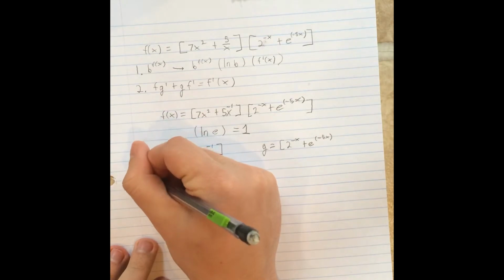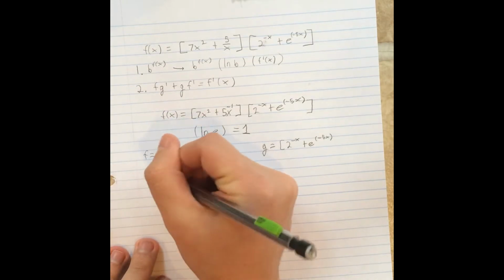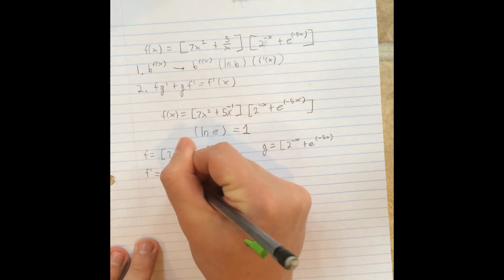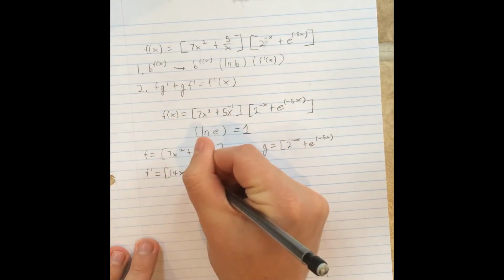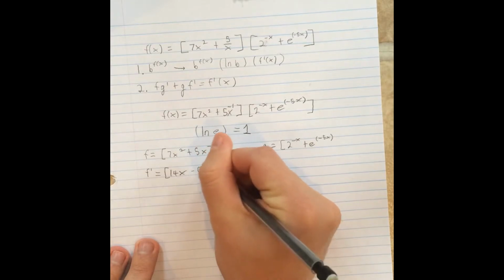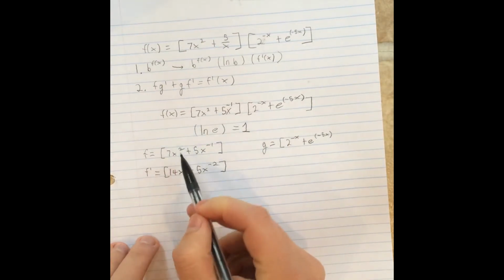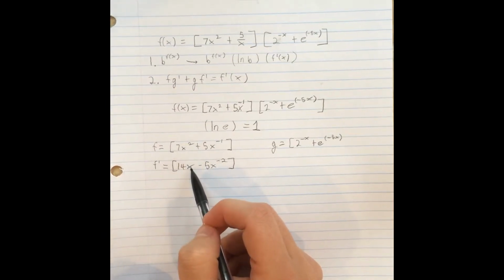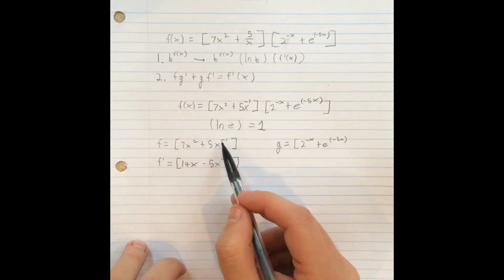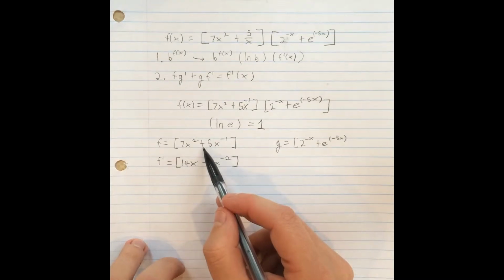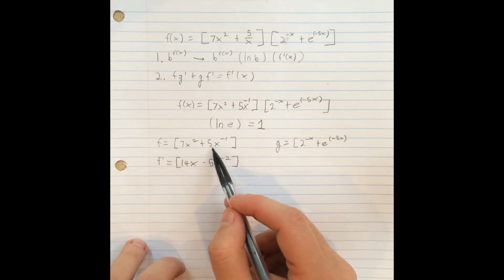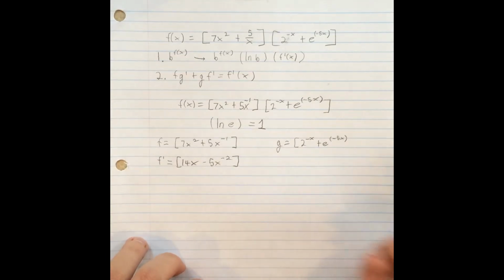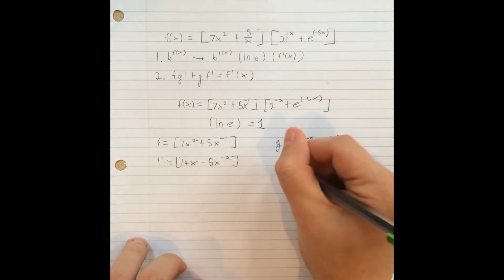So we're going to have f prime, which is going to be 14x minus 5x to the negative 2. We brought down the 2, multiplied it by 7, which is 14, and we subtract 1 from the 2, which just gives us x. And then we're bringing down the negative 1, which is why that plus is changing to a negative. So we're going to have negative 5x, and then we're subtracting 1 again, so x to the negative 2. And that's our f prime.